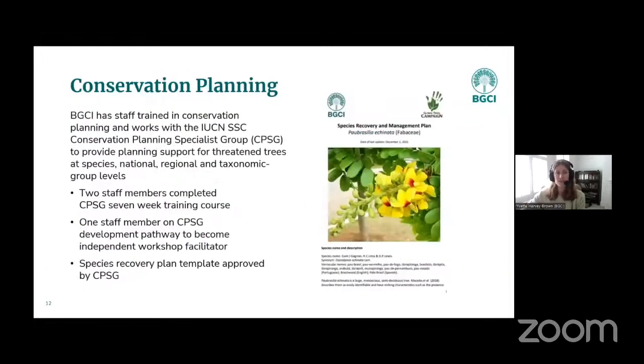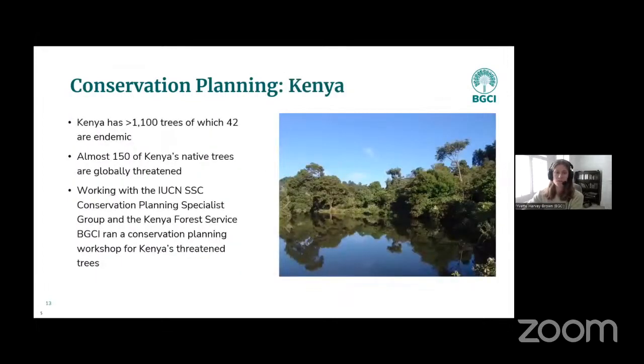And then additionally to that higher level, we've also started to do quite a lot of conservation planning. And this is working with the IUCN SSC Conservation Planning Specialist Group, CPSG. And we've been working on planning support for threatened trees at a number of different levels. One of those levels is at the national scale.